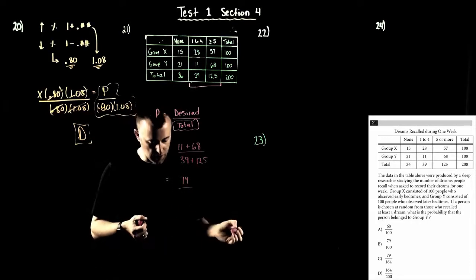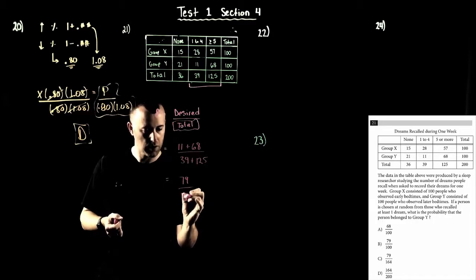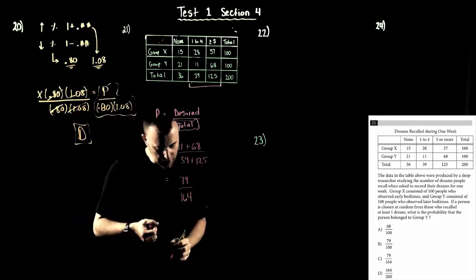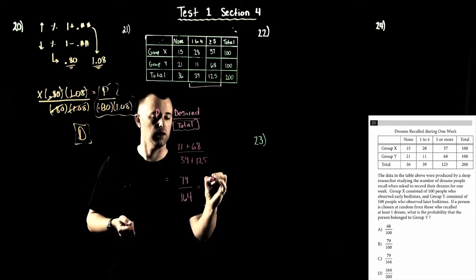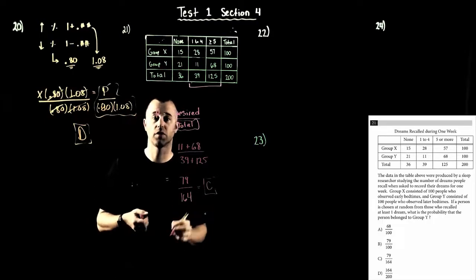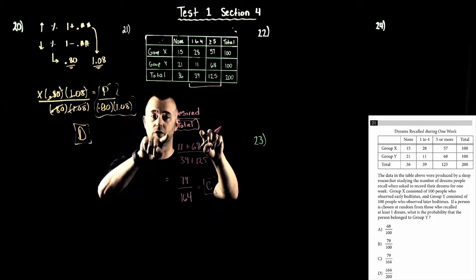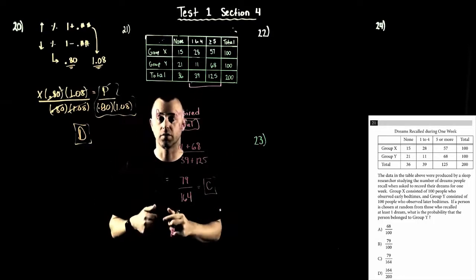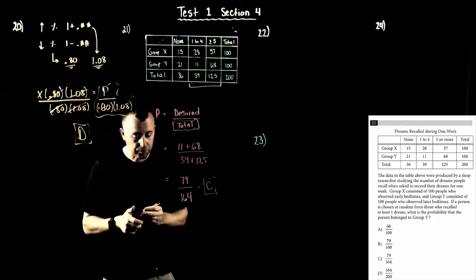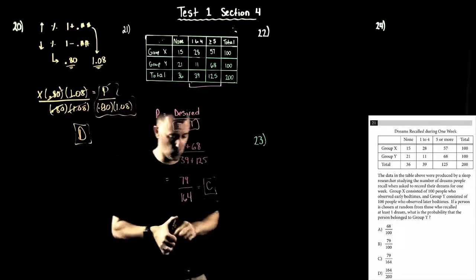And then 125, that's going to be 164. And I'm looking for the answer that says that, which is C. Again, all it is is desired outcomes divided by total possible outcomes. I always try to tell you, start here so you know what you're pulling from, and then you can pull the desired from that rather easily. So that's going to be number 21.